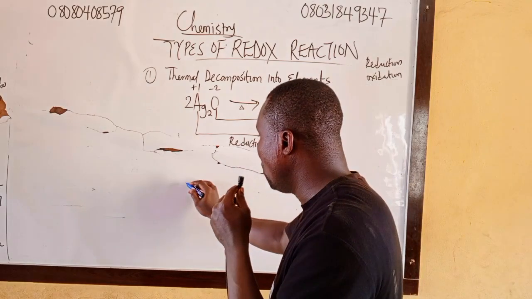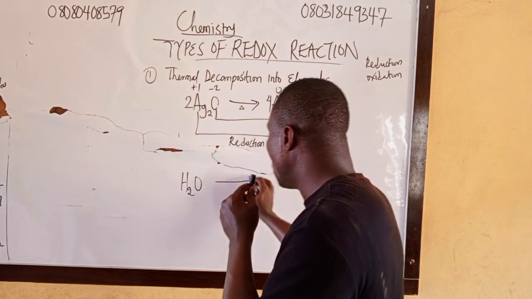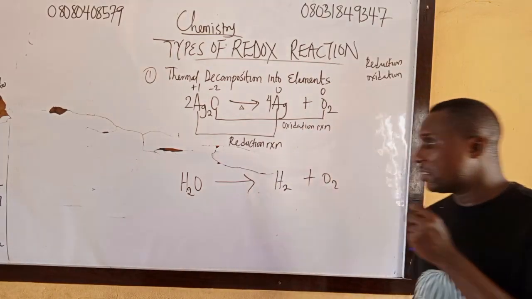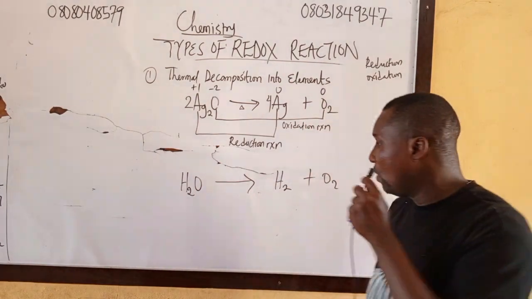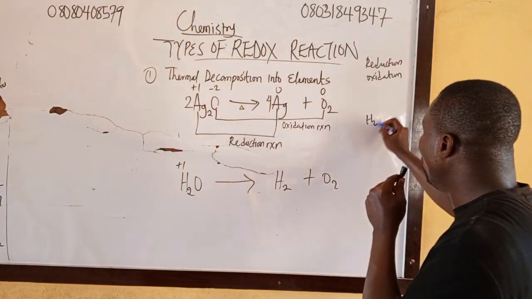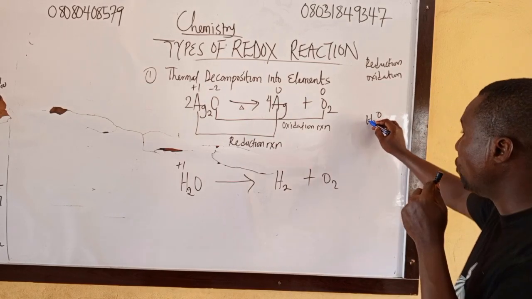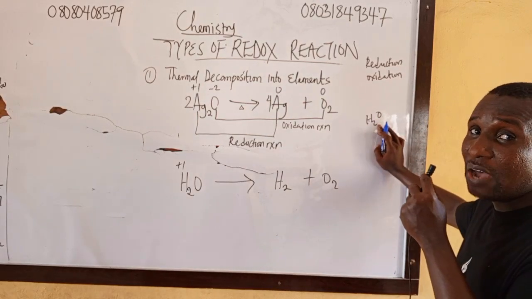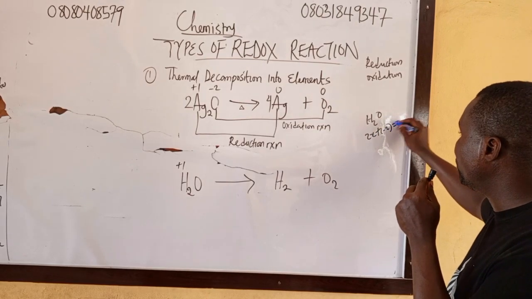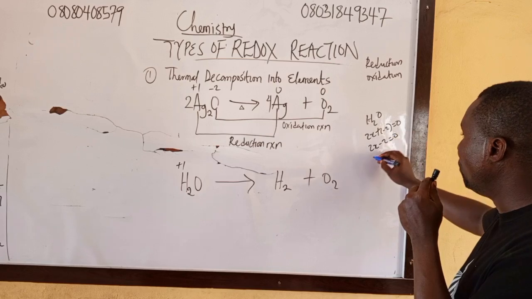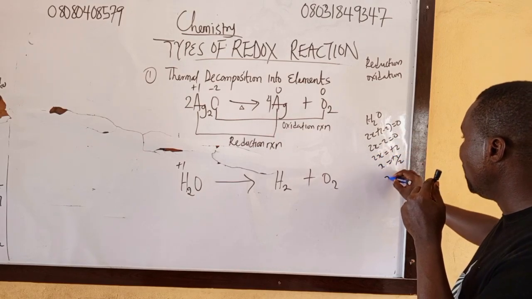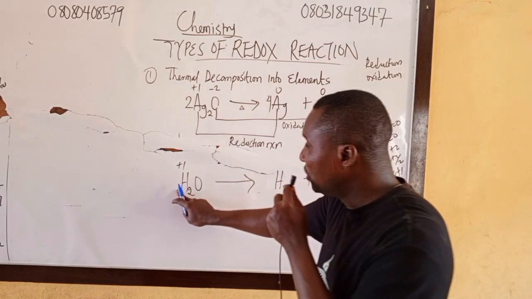Another one, let me give you this one. When you have H2O decomposed into H2 plus O2. Look at this. Thermal decomposition into element. What is oxidation number of hydrogen? Plus 1. If you calculate it, H2O. Hydrogen, the oxidation number is unknown. That is X. How many hydrogen do we have? 2. That is 2X plus oxidation number of oxygen, minus 2, equal to 0. We have 2X minus 2 equal to 0. 2X equal to plus 2. X equal to plus 2 over 2. X equal to plus 1.